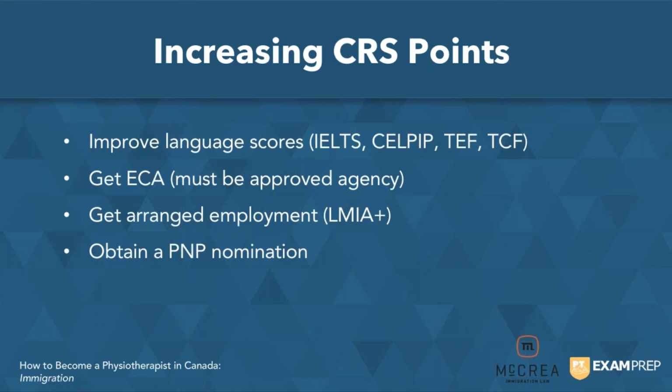So if you haven't already done that as part of the process, and you probably have to anyway, just to get in the door to Express Entry through the federal skilled worker category, you probably need those points anyway. But if you haven't, get the ECA and you'll get some extra education points for that.